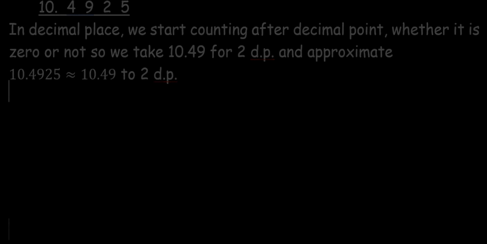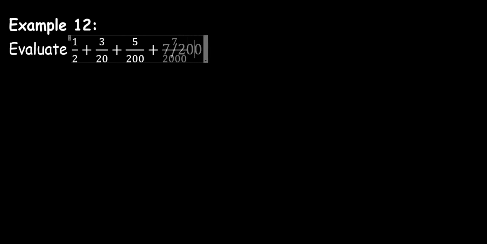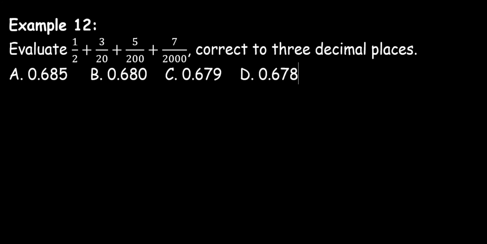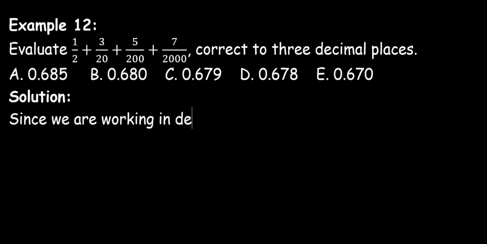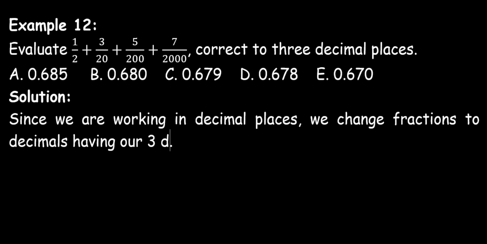Let's take another example. Evaluate 1/2 plus 3/20 plus 5/200 plus 7/2000, correct to 3 decimal places. Options: A 0.685, B 0.680, C 0.679, D 0.678, E 0.670. Solution: since we are working in decimal places, we change the fractions to decimals, having our 3 decimal places in mind.